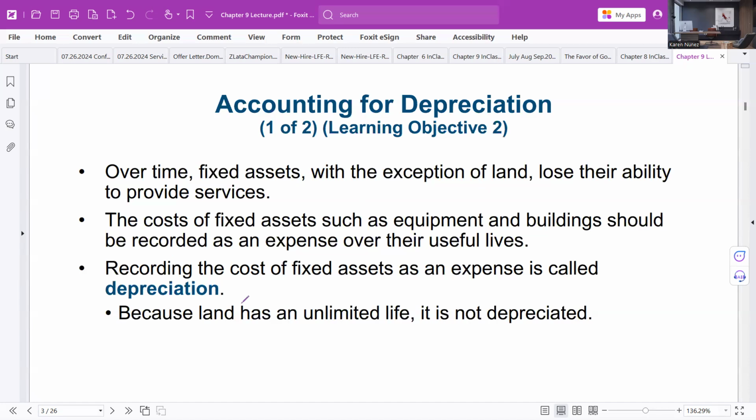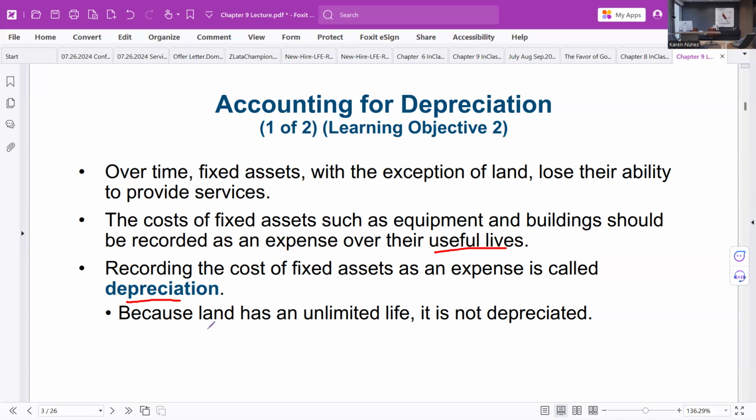And so the costs of these fixed assets, the equipment and the buildings, what we have to do is recognize that we have use of those assets for a specific useful life. And therefore, what we attempt to do is apply the matching principle. This is a principle that we talked about a few chapters ago. And that means that what we attempt to do is to assign a portion of the cost of the fixed asset to an expense account over its useful life. That process is called depreciation.